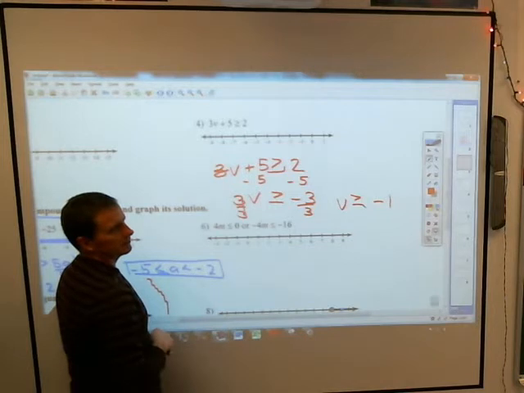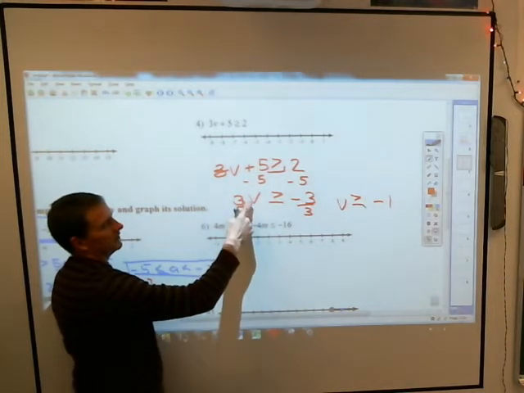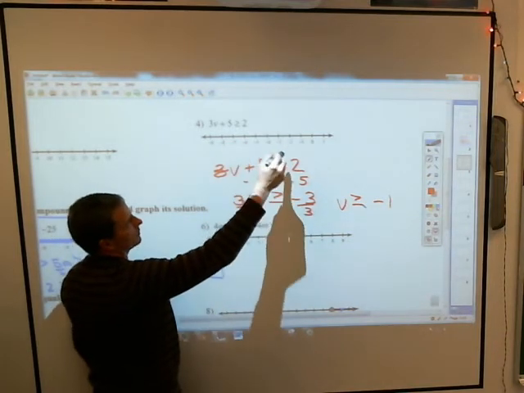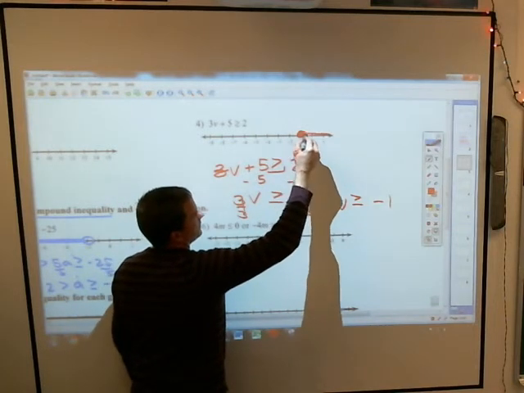What'd you say you got? Oh, I switched the sign around. No, the sign only switches if this ends up going from negative to positive by multiplication and division. So at -1, closed in circle, because it can equal it going off to the right.